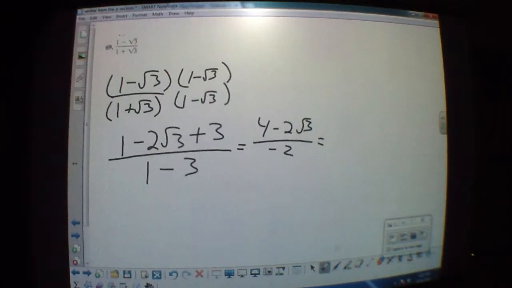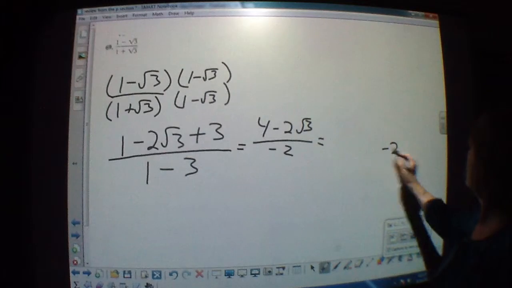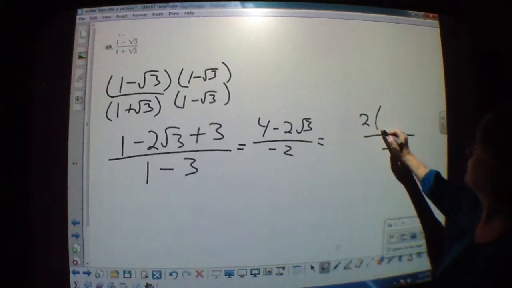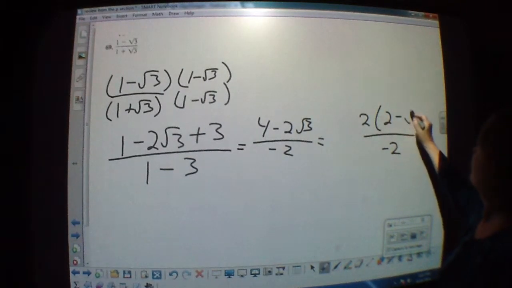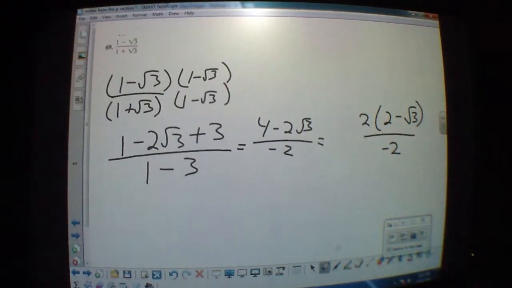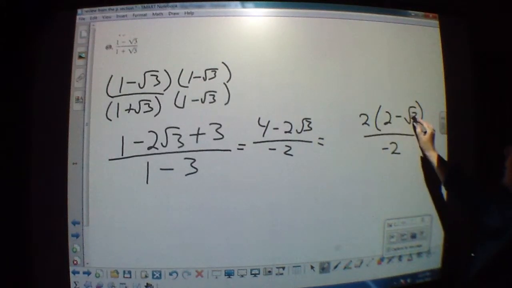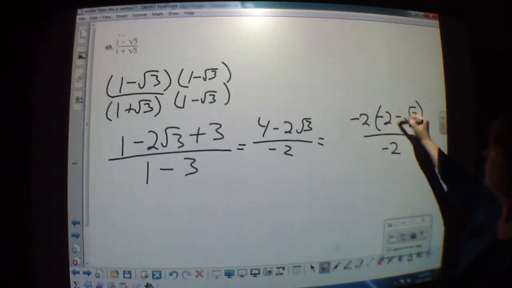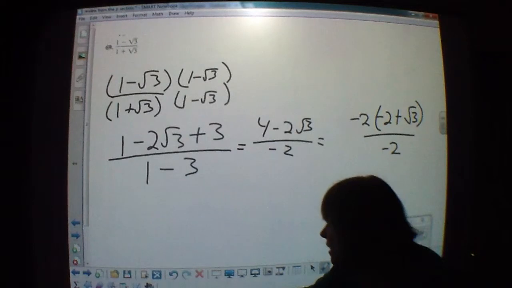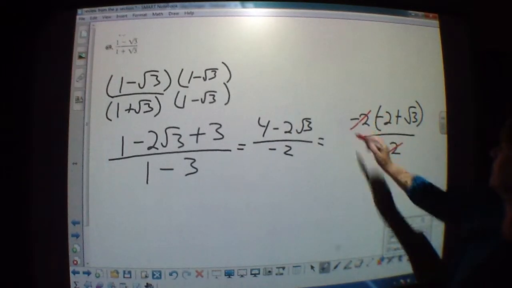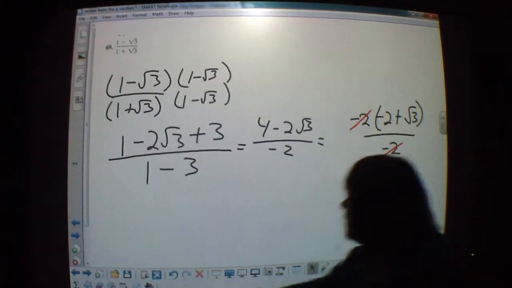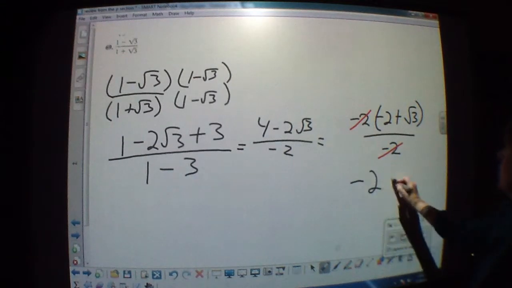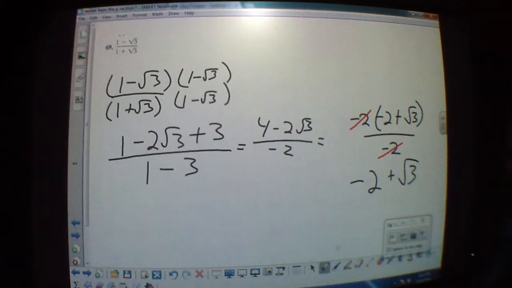From this point, there are 2 different ways to do this. One would be, I could factor out a 2. 2 times 2 is 4, and that's the 2 radical 3. I could have factored out a negative 2. There's a negative 2, and cancel. And then my answer is negative 2 plus radical 3. Not the only way to do it.